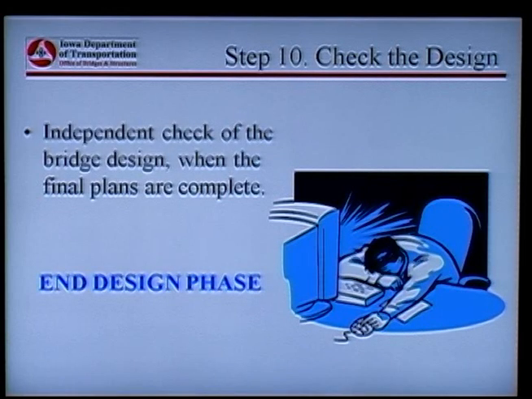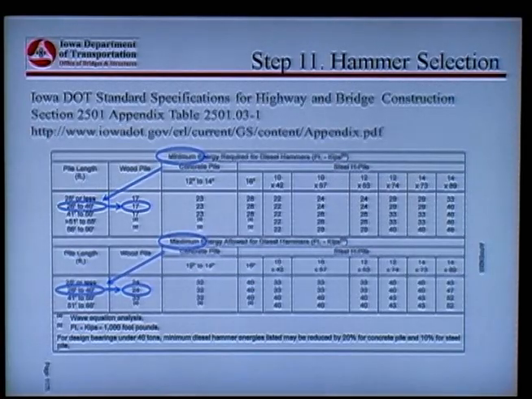So Step 10 is the last step in the design office: to cross-check the design and make sure everything went as designed, using the right formulas, right factors, and right specifications, before producing the final plans for construction. Step 11 is the steps required in the field during the pile construction.